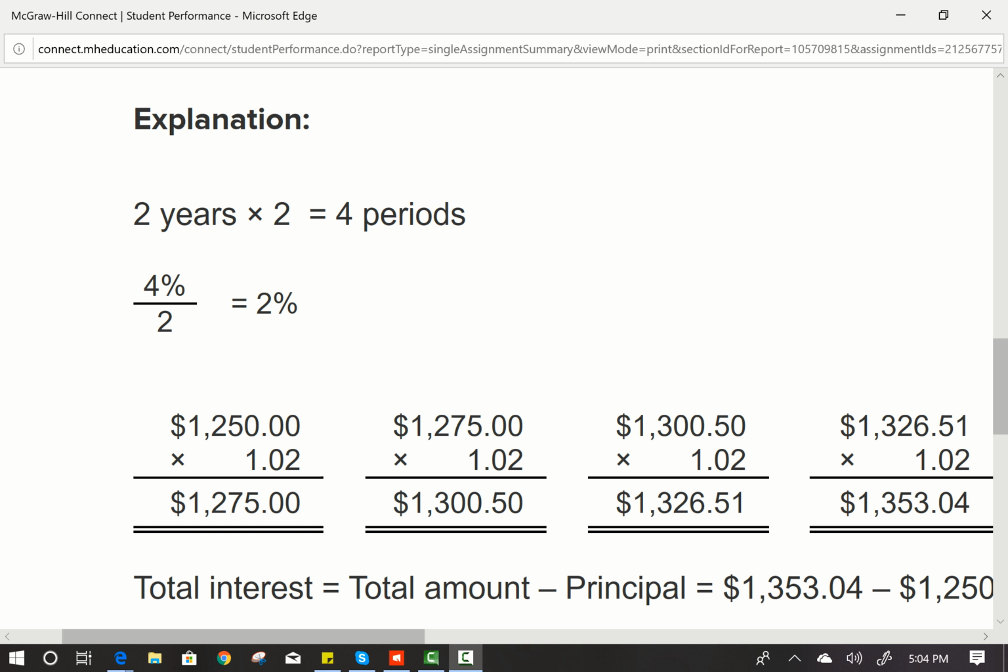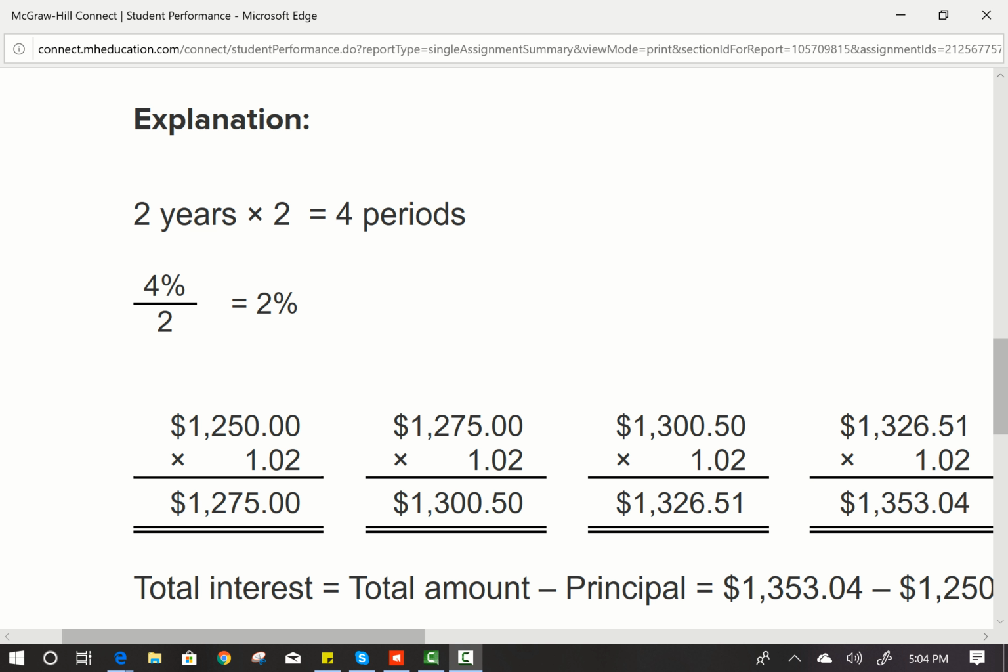Then at the beginning of year 2, we take $1,300.50 times 1.02, and at the end of the 6-month period, since this is compounded semi-annually, so we're halfway through year 2, it will compound out to $1,326.51. And then finally, the end of year 2, the 4th period, is $1,326.51 times the 1.02, which will give us the end of the year value, the compounded amount of $1,353.04.